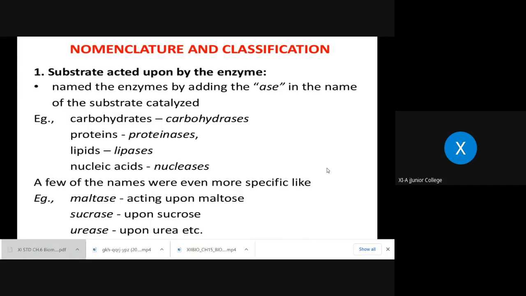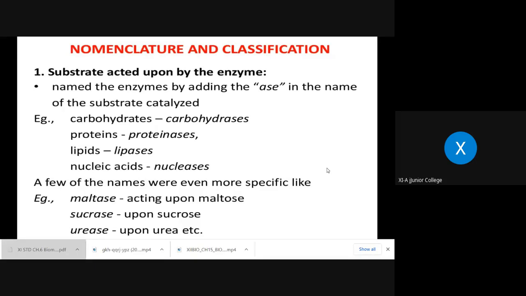The first category, or way of giving a name to the enzyme, is the substrate acted upon by the enzyme. The name of the particular substrate on which the enzyme acts comes first, and then ASE is added at the end. So in this way the names are given to the enzyme. This is the first way. For example, name the enzymes by adding ASE to the name of the substrate catalyzed.